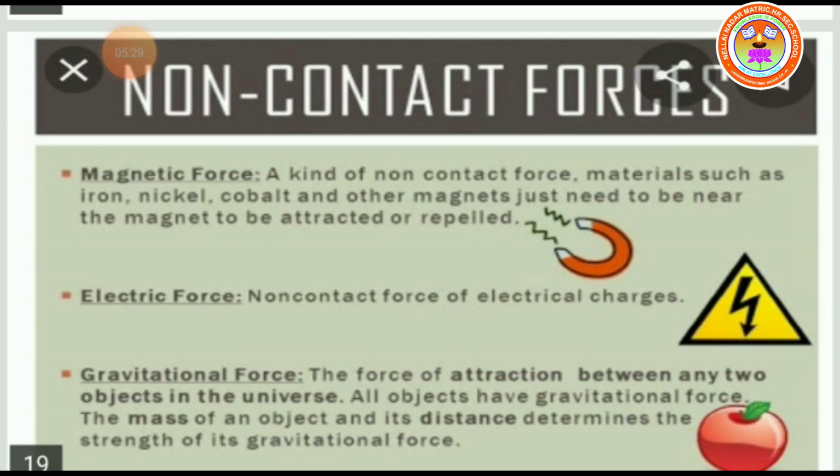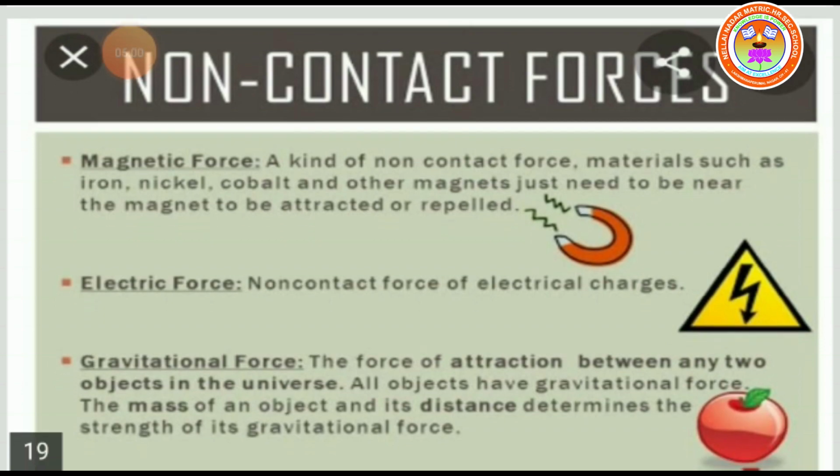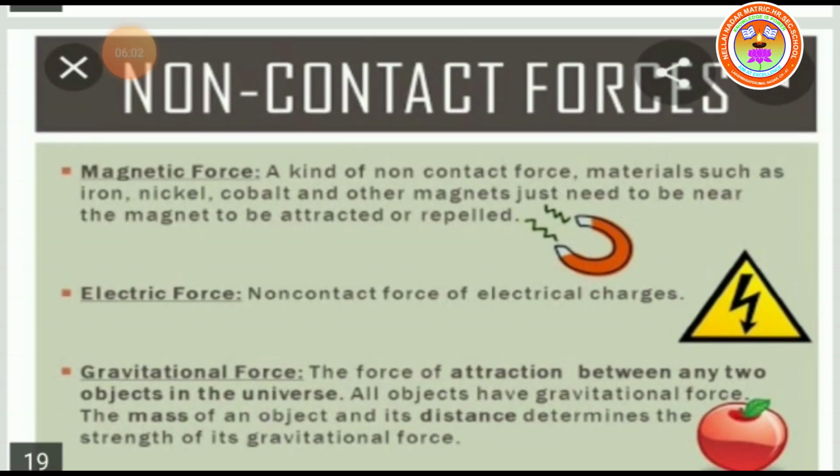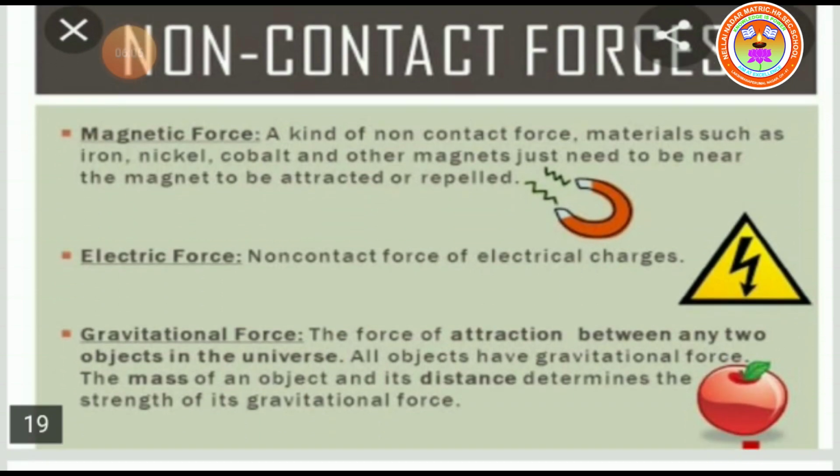Materials such as iron, nickel, cobalt. You know very well, children, the magnetic substances: iron, nickel and cobalt, and other magnets just need to be near the magnet to be attracted or repelled. Substances that are attracted by a magnet are called magnetic substances. Iron, nickel and cobalt are magnetic substances because they are attracted by a magnet. So it's a non-contact force.